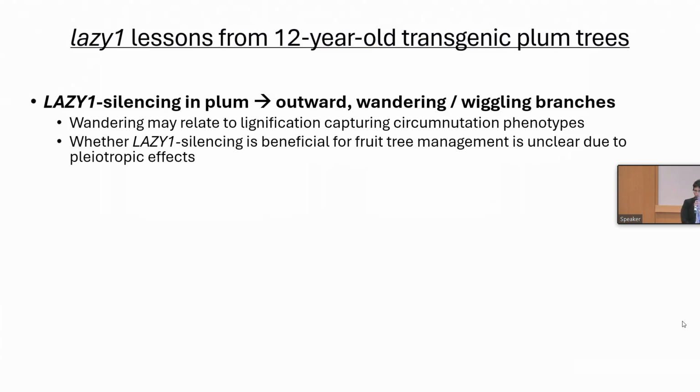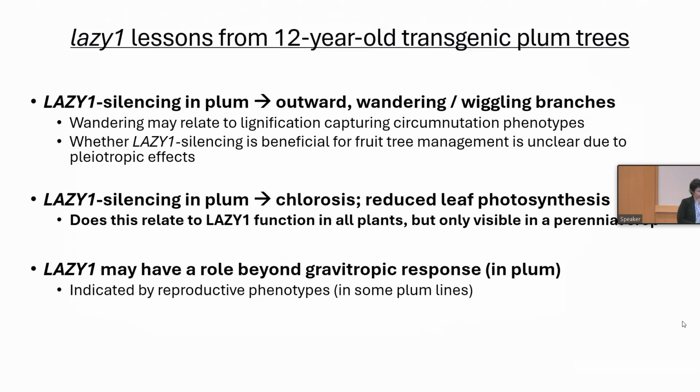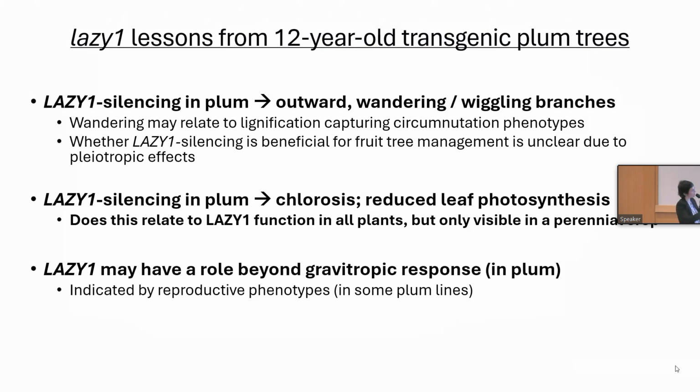Probably it's not good for growers to have chlorotic trees with exploding fruit. But that didn't happen in all of the lines. So lazy silencing induced chlorosis, reduced leaf photosynthesis. So do these connections relate to lazy in other species? Maybe, but we could discuss that further. And it may have a role in things beyond gravitropism because we saw those reproductive phenotypes. So this is the lazy story.